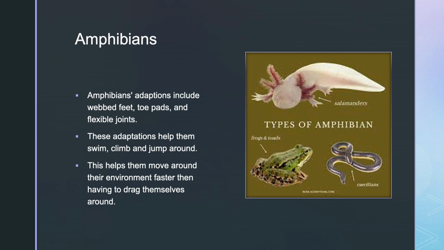Amphibians have a wide variety of adaptations. These adaptations include webbed feet, toe pads, and flexible joints. These adaptations helped amphibians climb, swim, and jump, just like the frogs in one of our earlier slides. Animals used to have to drag themselves around. Now they can use these new movements to get around from one place to another faster than they have been able to before.